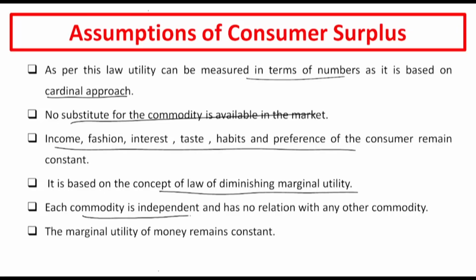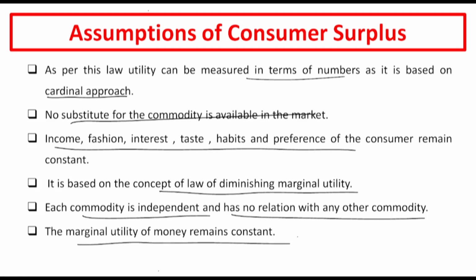Each commodity is independent and has no relationship with another commodity. This theory says that each commodity is unique and has no relation, directly or indirectly, with the other commodities available in the market. This law also assumes that there is no substitute available in the market. So when there is no substitute available, definitely the commodity will be an independent commodity.